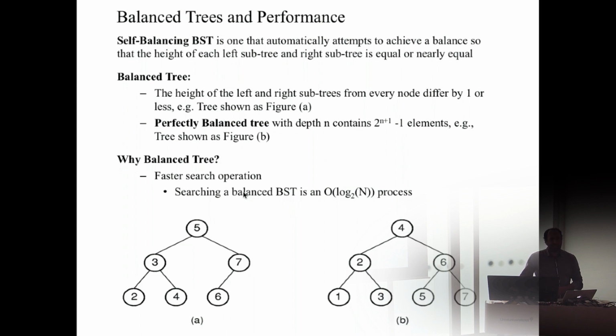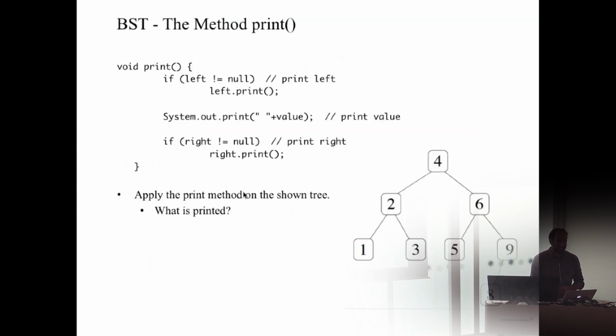And why do you need a perfectly balanced search tree? Because it helps you to have faster search operations. Otherwise, you will only have a tree which is inclined to just one side, and then you have to visit more elements.